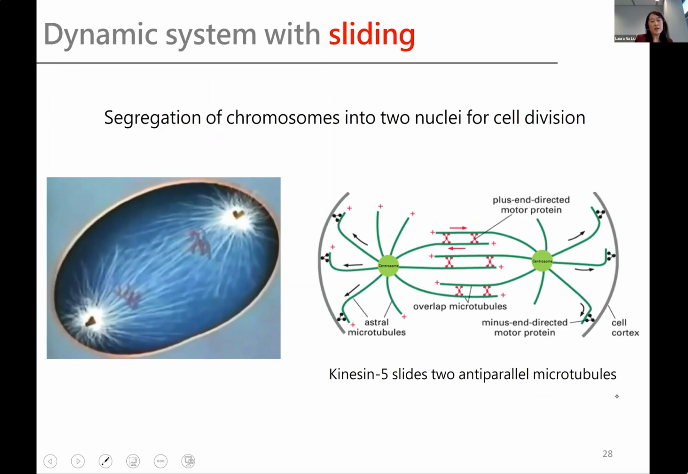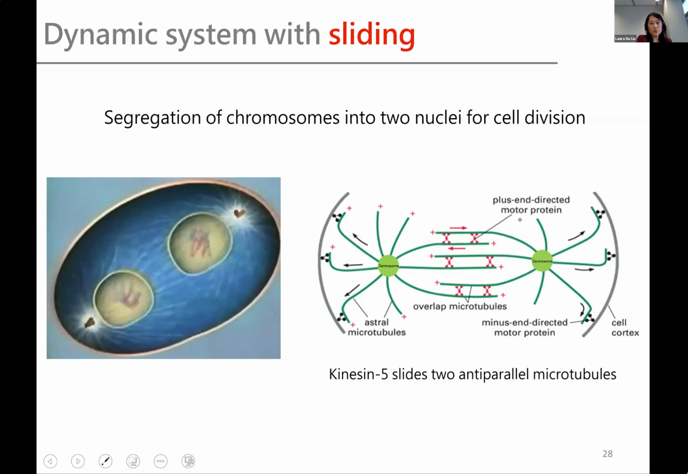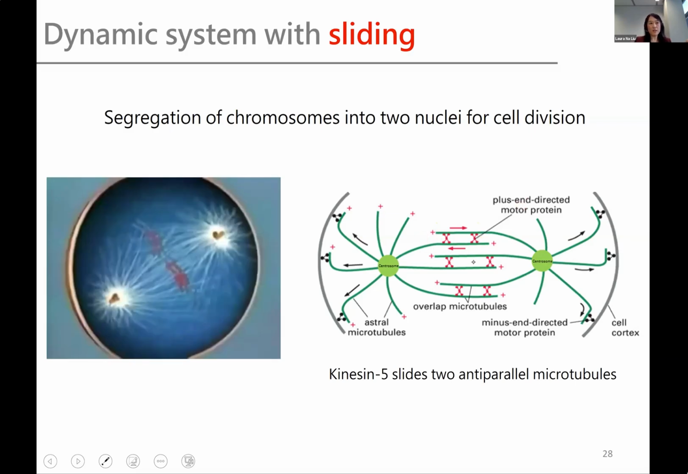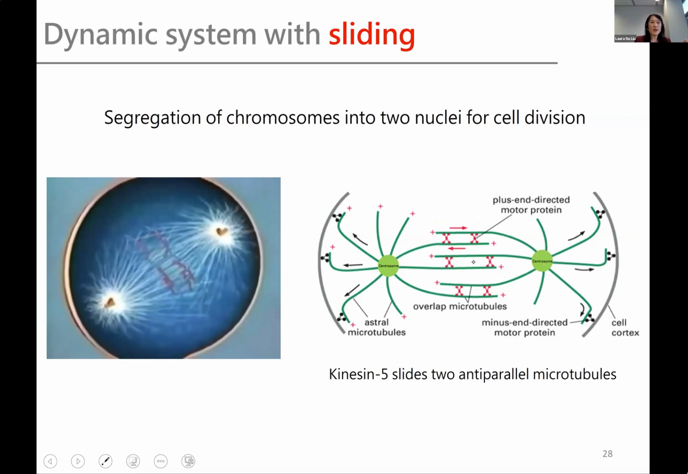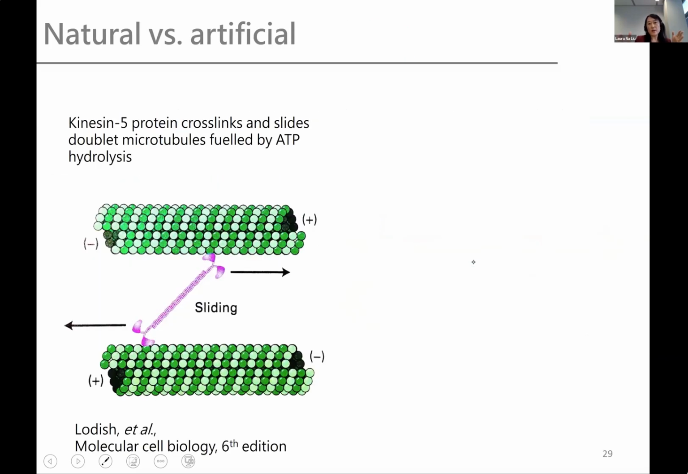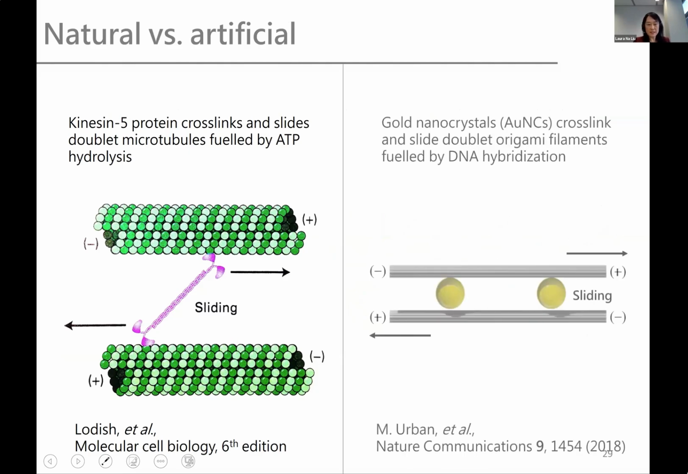So kinesin 5 is such a plus-end directed motor protein, which slides two anti-parallel microtubules apart for segregation of chromosomes along opposite directions. So if one sees the details on the left, this kinesin 5 protein crosslinks and slides doublet microtubules powered by ATP hydrolysis. Then in our case, we have built an artificial analog. We have two gold nanocrystals which cross-link and slide doublet origami filaments powered by DNA hybridization.